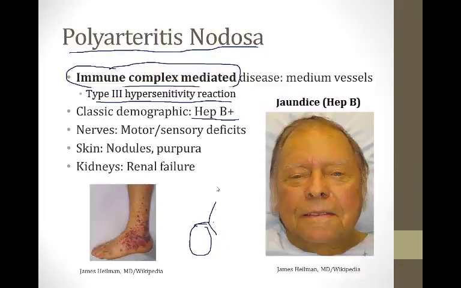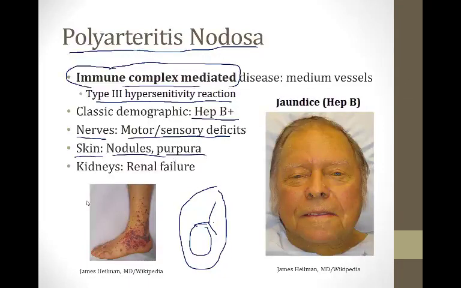And because the pathophysiology involves these circulating immune complexes, they can deposit in many, many different places, causing a wide array of symptoms. So they can deposit in nerves and give motor and sensory deficits. They can deposit in the skin and cause nodules or palpable purpura, like I've shown right here. And they can deposit in the kidneys and cause renal failure.